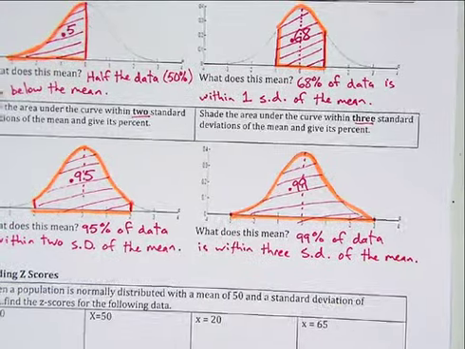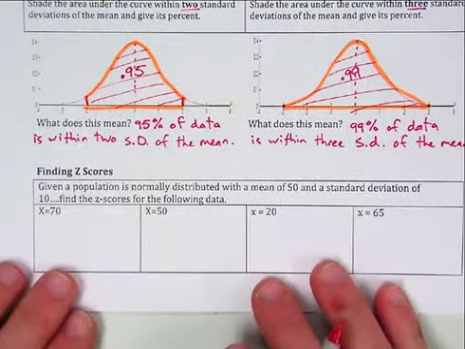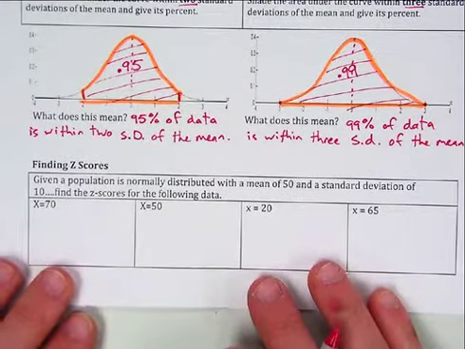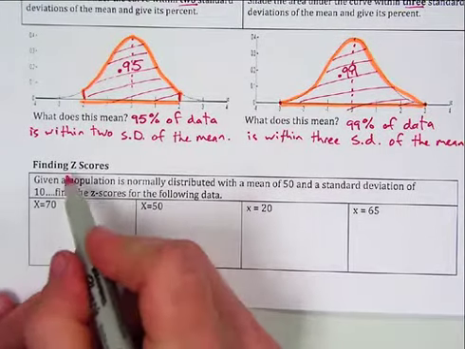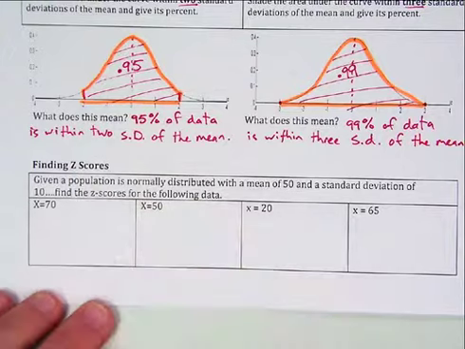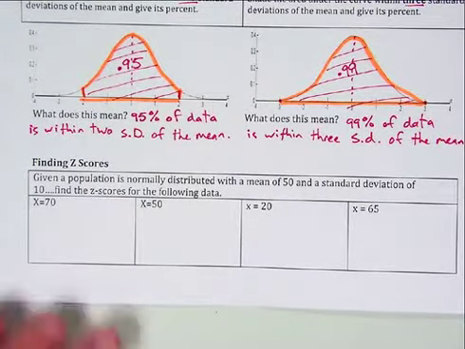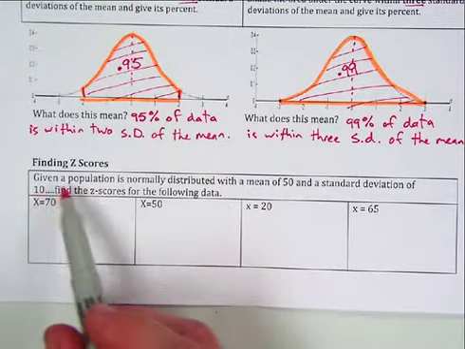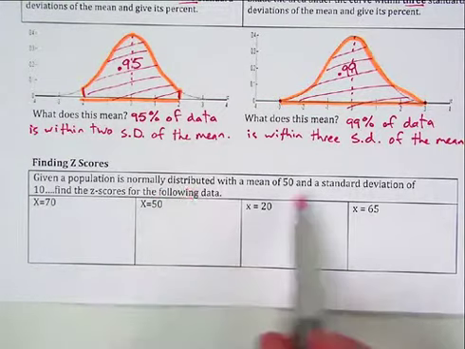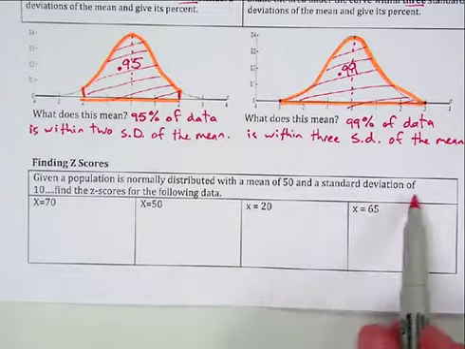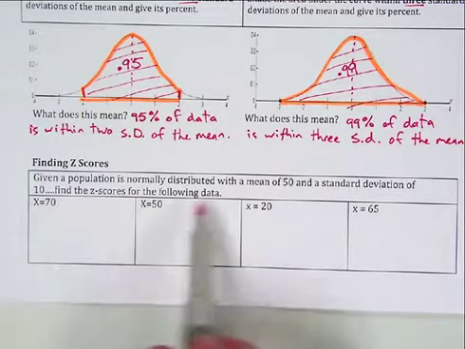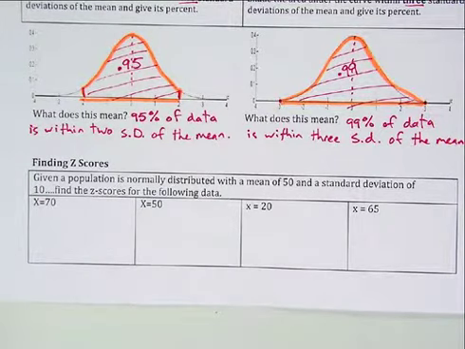So in our next examples, we're going to be looking at finding z-scores. Now remember, z-score is the number of standard deviations away from the mean. So given a population is normally distributed with a mean of 50 and a standard deviation of 10, find the z-scores for the following pieces of data.